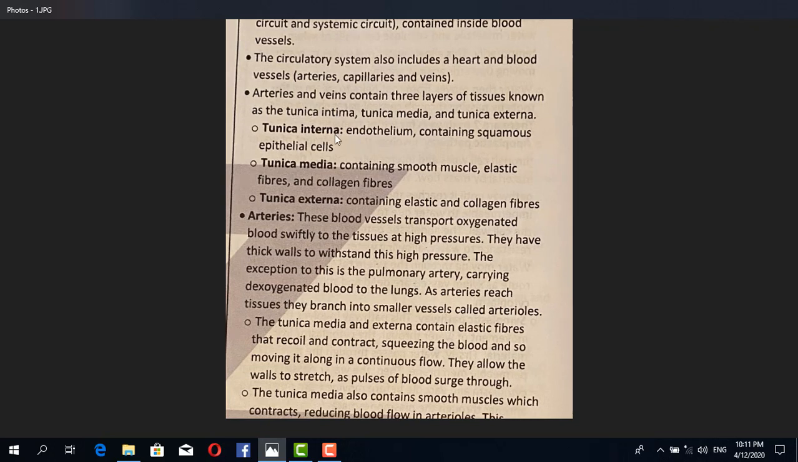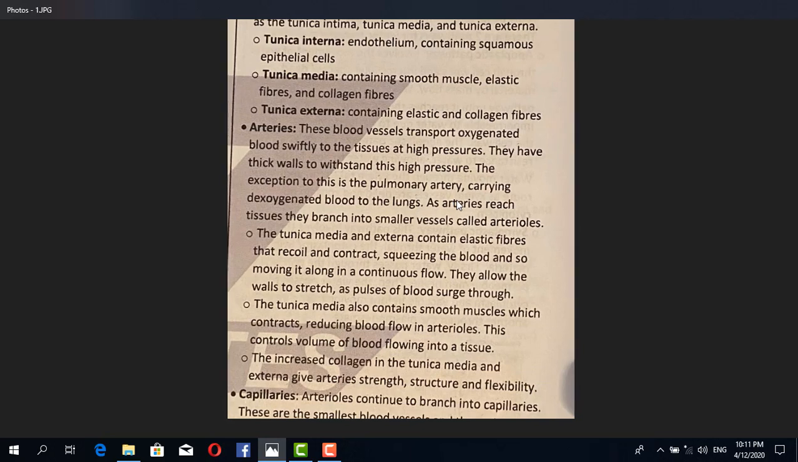The tunica intima, the inner layer, is made of the endothelium, a tissue containing squamous epithelial cells. The tunica media, the middle layer, contains smooth muscle, elastic fibers and collagen fibers. Meanwhile, the last, or external layer, consists of elastic and collagen fibers.